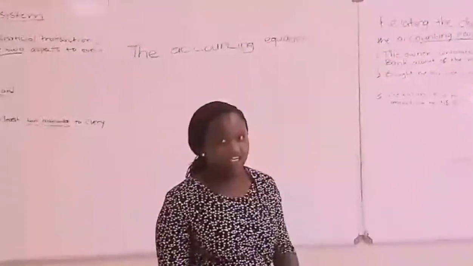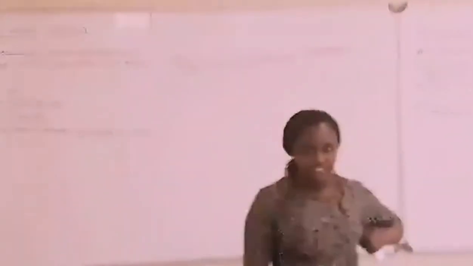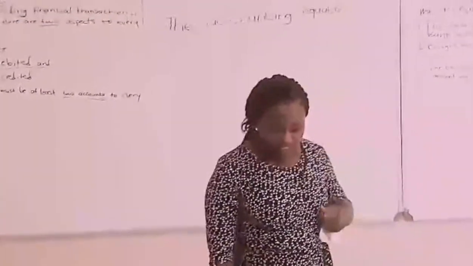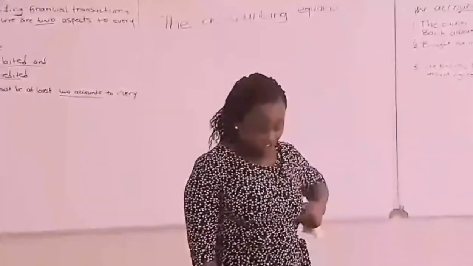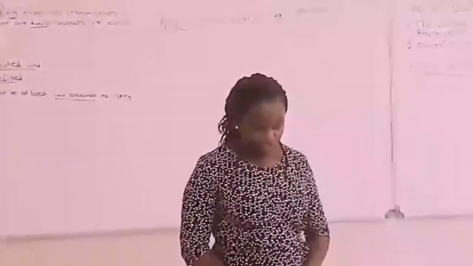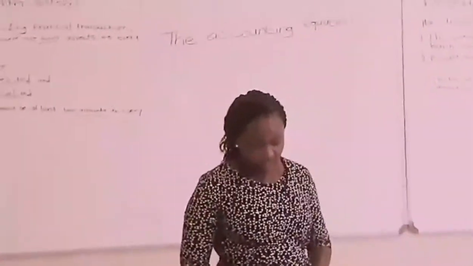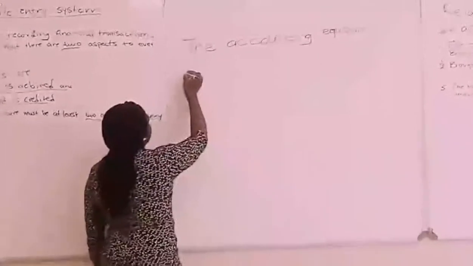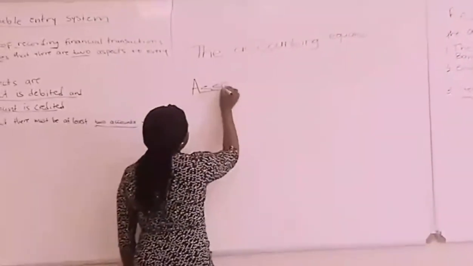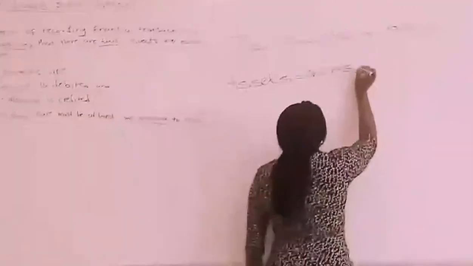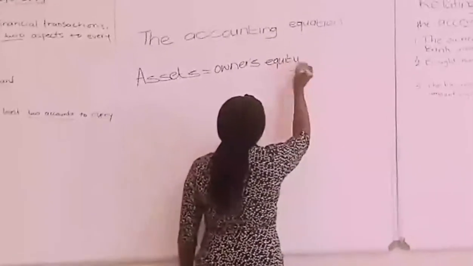As we said, the accounting equation is the fundamental. Basically, the accounting equation is the resources in the business that's equal to the resources supplied by the owner. It's also called the balance sheet equation. The relationship between the assets and liabilities of a business makes up the accounting equation. So, the accounting equation, as we said, is assets equals owner's equity plus liabilities.